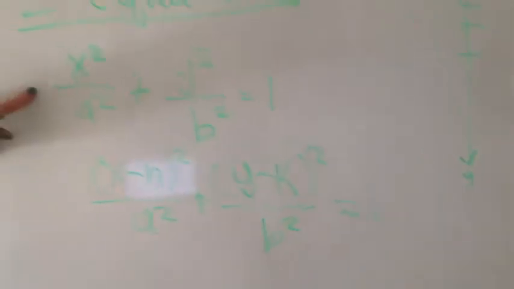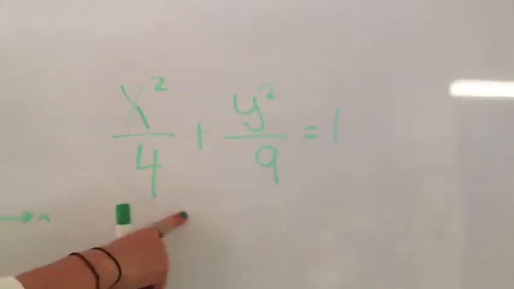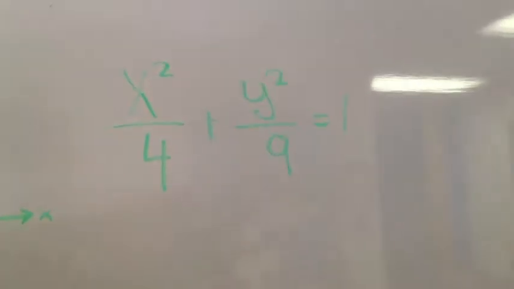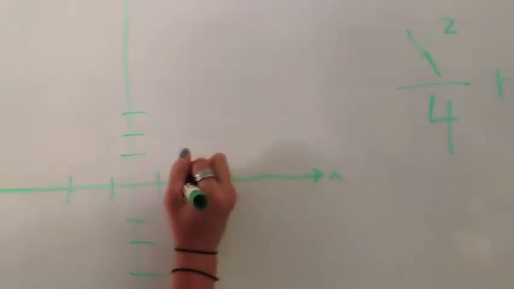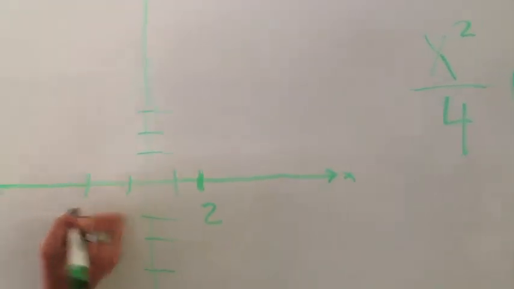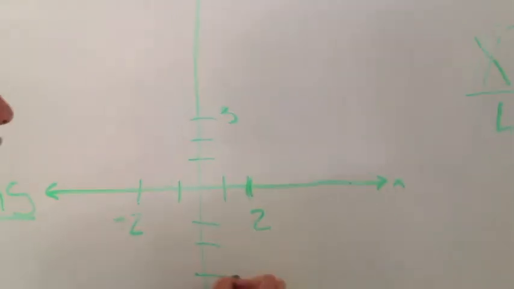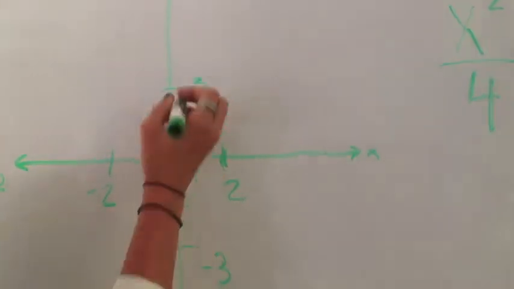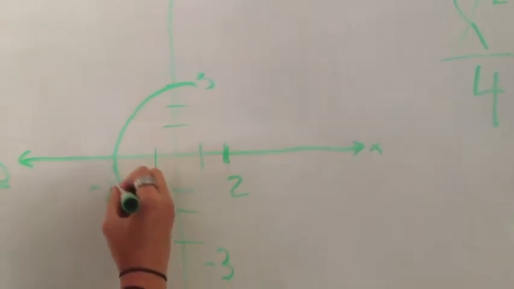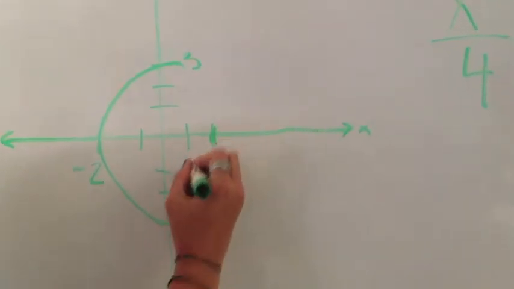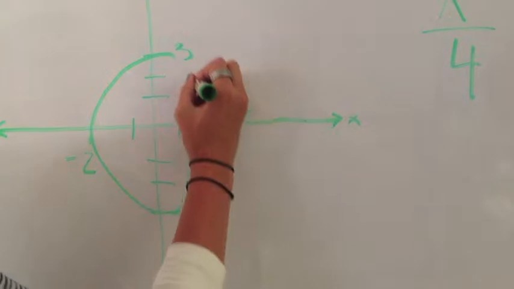An example of how to use this first equation is this problem over here. X squared over 4 plus y squared over 9 equals 1. To graph this, you take the square root of 4, which is 2, so you have 2 right here and negative 2, and the square root of 9, which is 3, and this is negative 3. You graph it as a circle, but it's going to look more like an oval, since it's an ellipse.